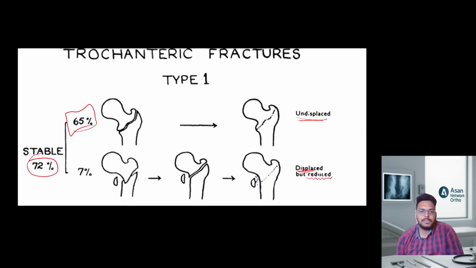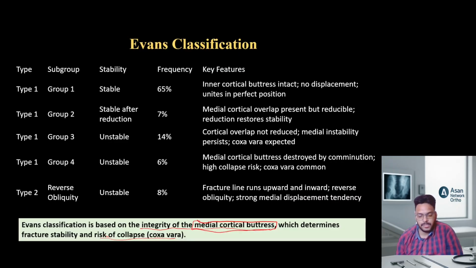So what are the features of these intertrochanteric fractures in Evans classification? In the undisplaced fracture, the cortical buttress is intact, there is no displacement and it is in perfect position, it unites in perfect position. Then the displaced fractures that can be reduced, the medial cortices overlap and they are reducible, and reduction will restore the stability, hence they are stable fractures. Then type 3, the displaced fractures which are not reducible, the cortical overlap is not reduced, and then there is a medial instability that will persist, and there is an expected coxa vara.